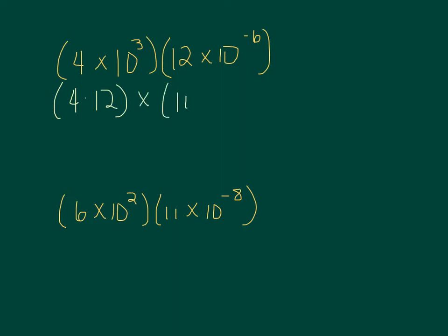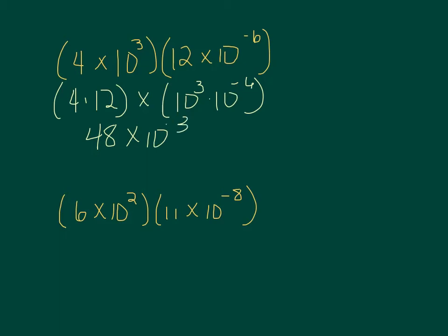Then I'm going to group my 10s together, right? Because they have the same base. They have an exponent and the same base. So 4 times 12 is 48 times 10. Now it's the same base, so we're going to add our exponents. What's 3 plus negative 6? It's negative 3.